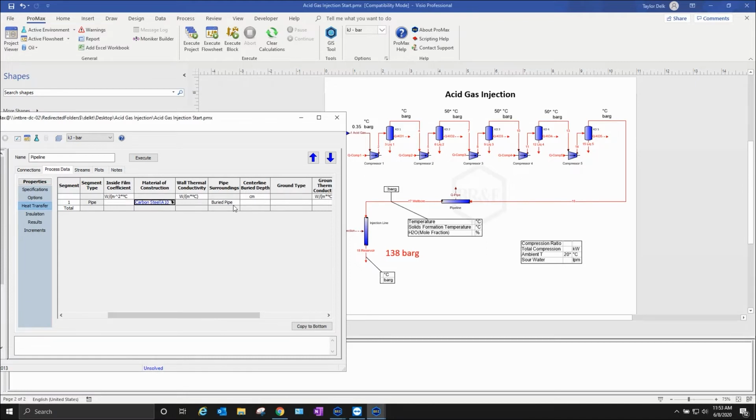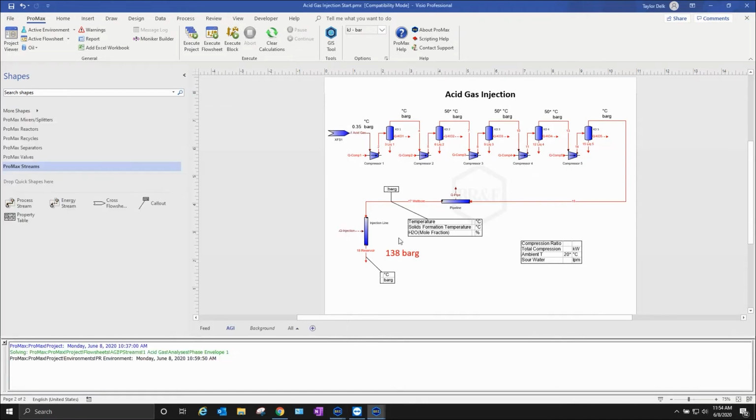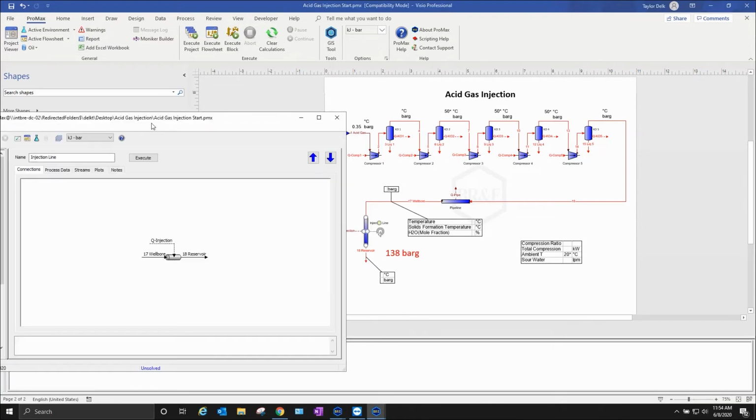We are in a buried pipe surroundings. We're going to say that it's buried about 1 meter. We're going to say that we are operating in wet clay. And now you can see it's pulling in information for ground thermal conductivity. When we execute this part, we are going to get a heat transfer coefficient predicted. And we're going to go ahead and do the same thing for the injection line.